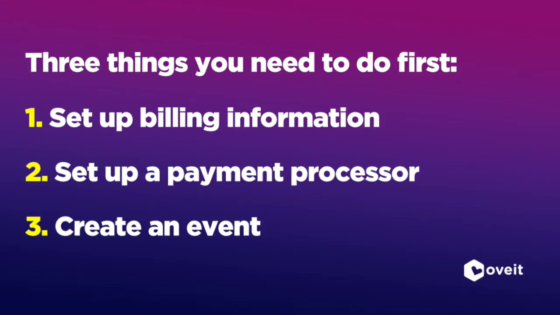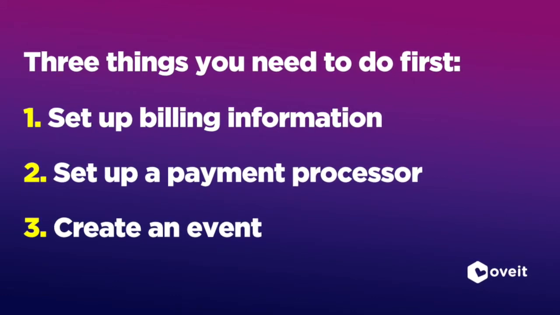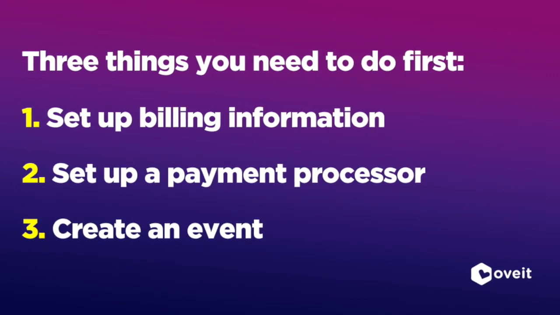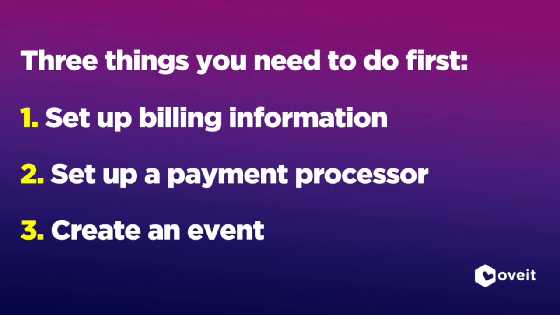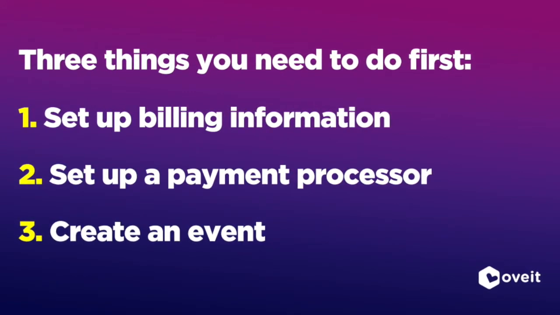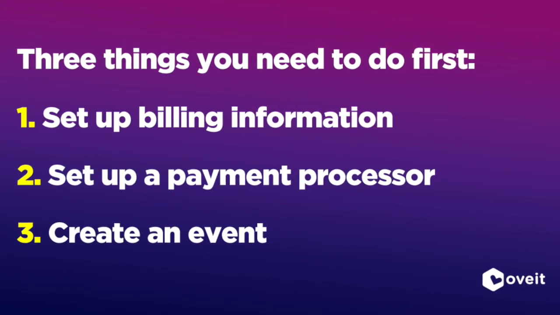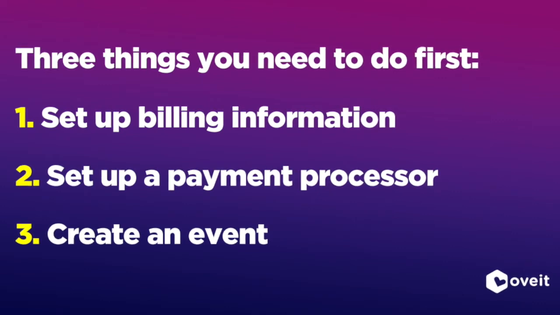Number 2 is you set up a payment processor. A payment processor is a company like PayPal and Stripe that helps you receive payments instantly directly into your account. If you have a PayPal, Stripe, or even cryptocurrency account, this is where you set it up. This is a very important part of how to start event registration if you're planning to receive payments for your event.